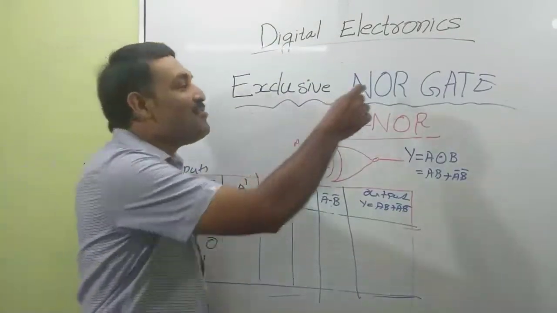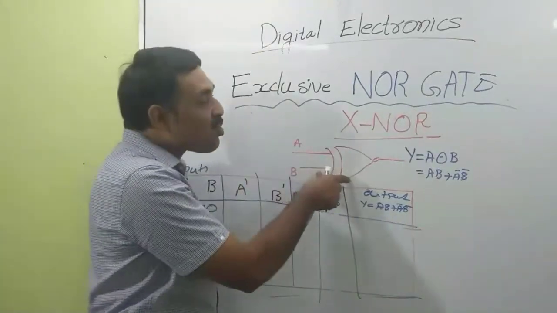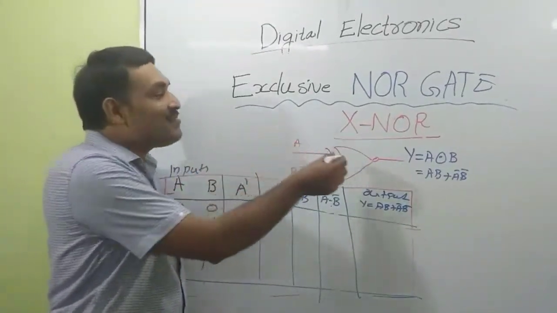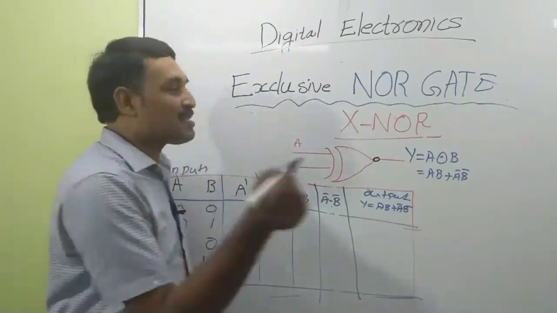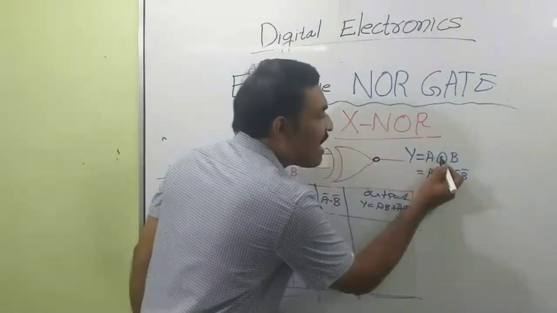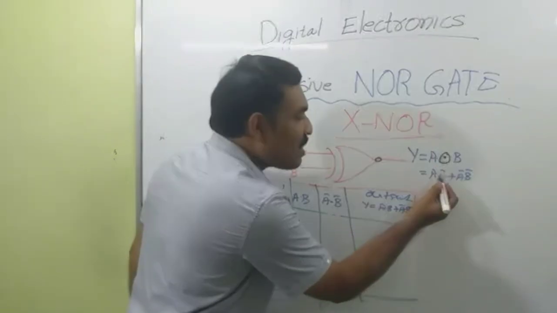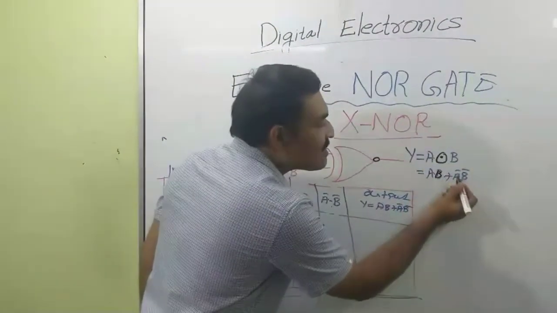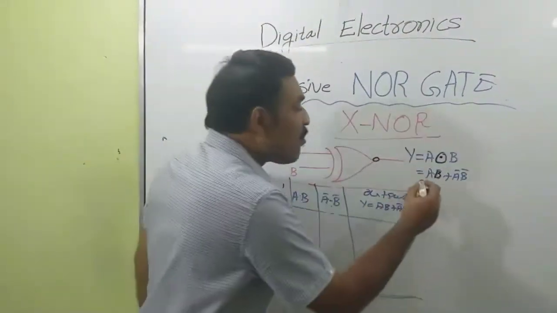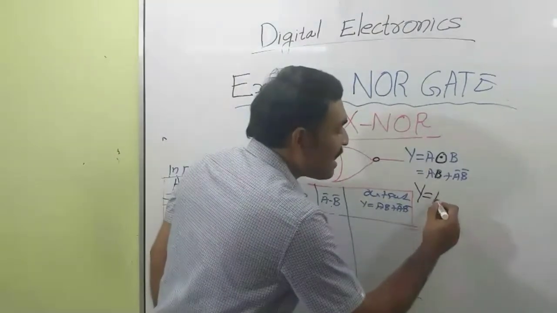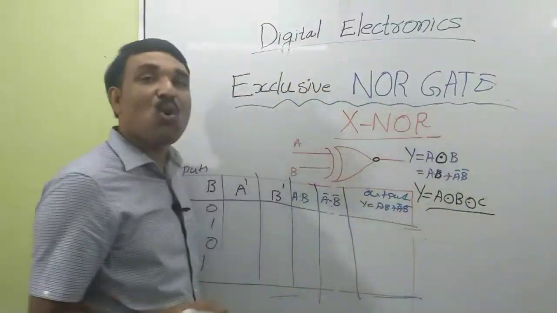Now is the exclusive NOR gate, or XNOR. So the operation taking place is an XOR followed by a NOT gate. This will represent the circuit symbol for the XNOR gate. So the operation is represented by Y is equal to A dot surrounded by a circle and B. So this is equal to A dot B plus A complement dot B complement. The minimum we have is 2 inputs. If you have more than 2 inputs, we can represent this by A XNOR B XNOR C and so on.